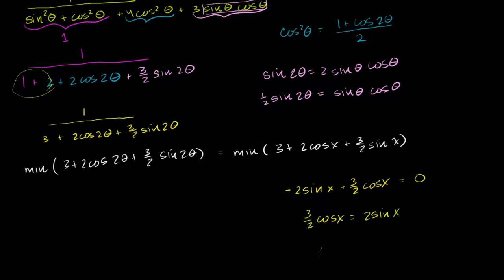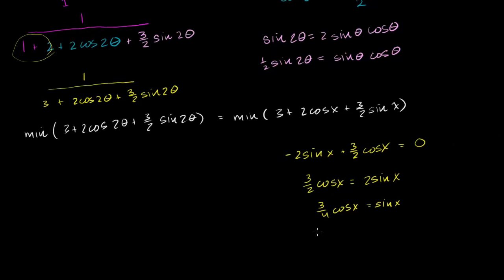And then we can divide both sides of this equation by, let's divide by 2 first. I don't want to skip too many steps. So 3/4 cosine of x is equal to sine of x. And we can divide both sides by cosine of x. So we get 3 over 4 is equal to sine of x over cosine of x, which is the same thing as the tangent of x.